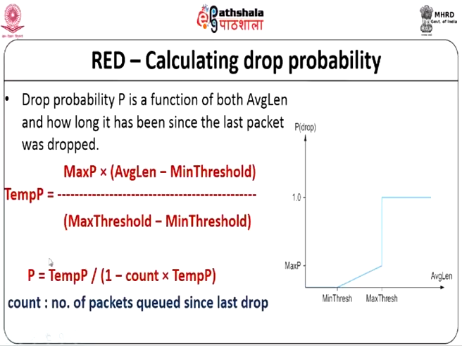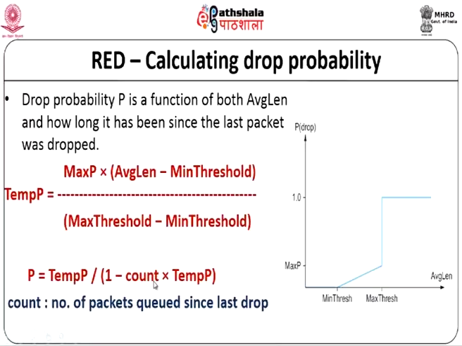But if your drop probability was only dependent on the average length and the minimum and maximum thresholds, it is possible that you will get a higher number of drops, and these drops would take place close to each other. So we want to space out the drops. To do that, we include a factor which is the number of packets queued since the last drop.